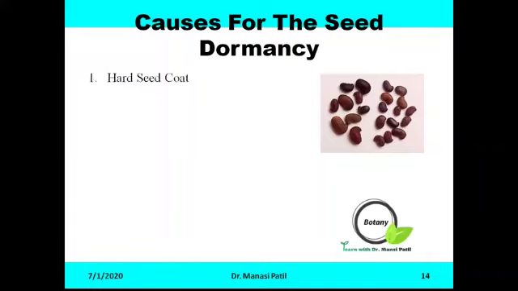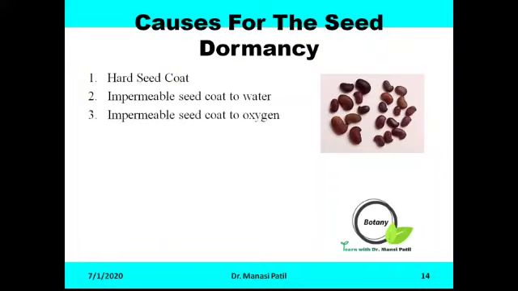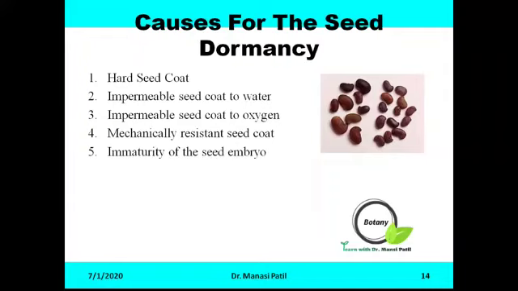Out of that, the first most important cause for seed dormancy is dormancy due to hard seed coat. Second, dormancy due to a seed coat that is impermeable to water. Third, a seed coat impermeable to oxygen. The fourth cause is a mechanically resistant seed coat. Next cause, the immaturity of seed embryo. And last, dormancy caused due to germination inhibitors. Let us study all these causes one by one.